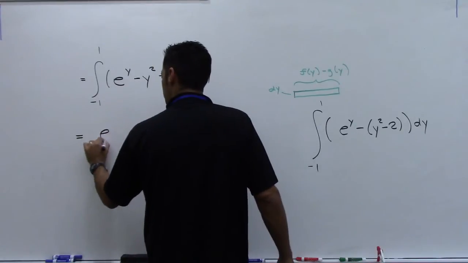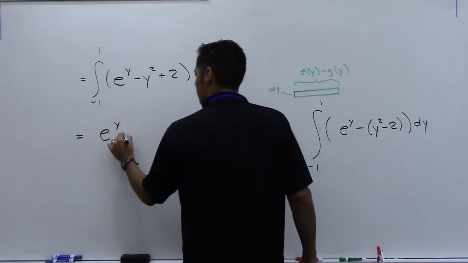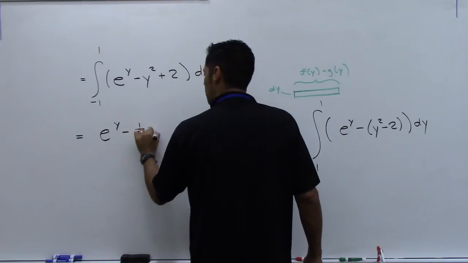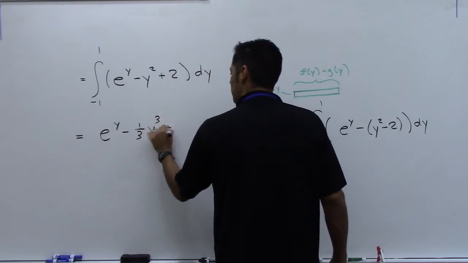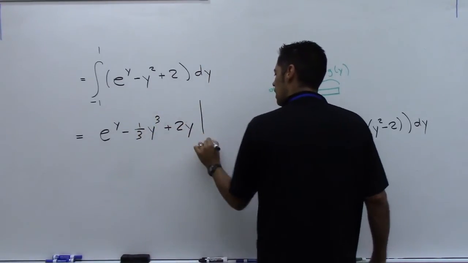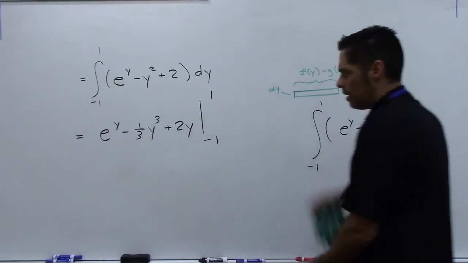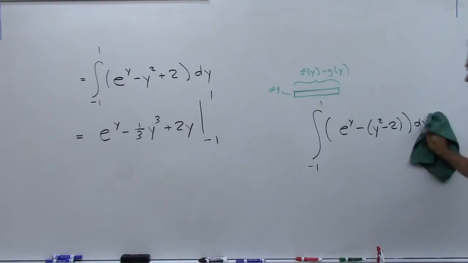Antiderivative of e to the y is itself. Antiderivative of negative y squared is -1/3 y cubed. Antiderivative of 2 is 2y. And I'm going from -1 to 1. And then I go ahead and plug in and do my subtraction.